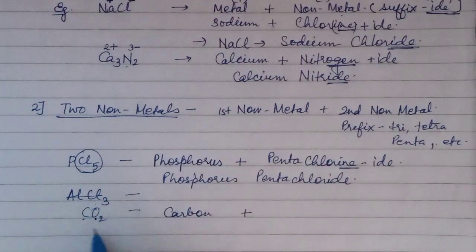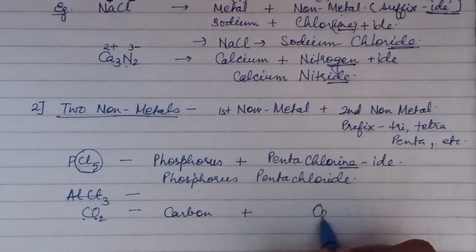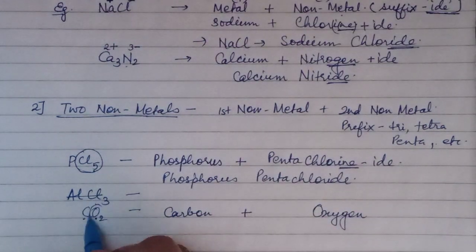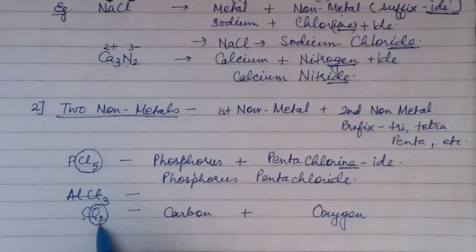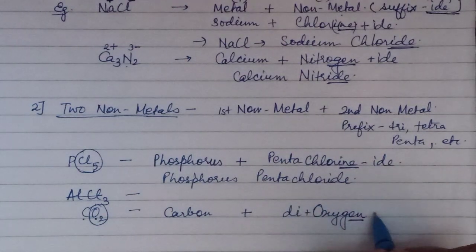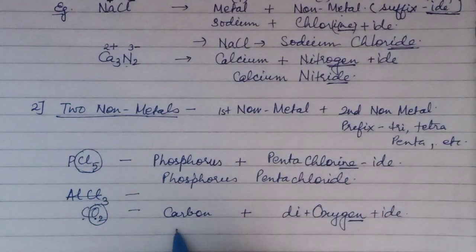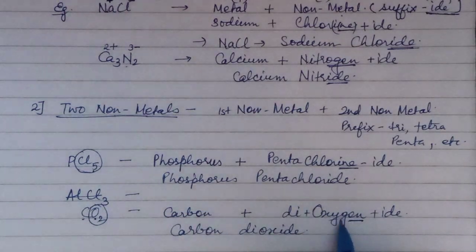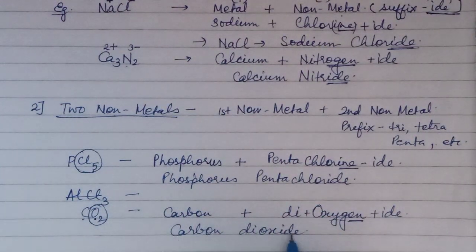And the second one is oxygen. How many atoms of oxygen are there? 2. So you will use di. And oxygen is a non-metal, so it will end with IDE. So the name will be carbon dioxide. The name will be carbon dioxide.